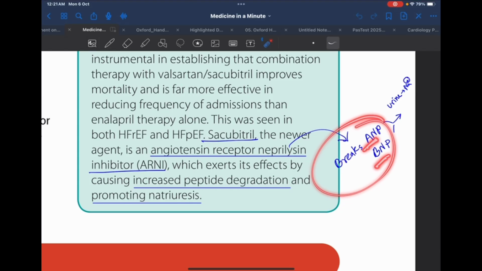As a result, more and more sodium and water is excreted through the urine, and thus it helps to reduce the blood volume, and thus the heart is able to pump enough blood to meet the body's requirements.